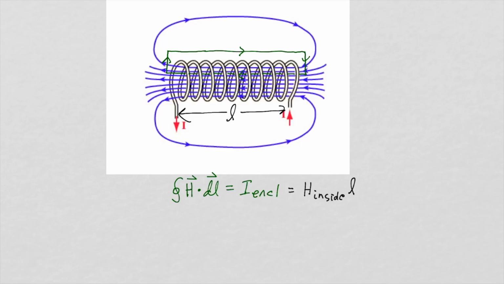Our coil is of length L and it has n turns. Now the current enclosed will be the current going through the surface here that is defined by our path of integration. Now the coil pierces that surface n times, and each time it pierces there's a current flowing into the page. So the current enclosed will be the number of turns times the current flowing in the coil I.